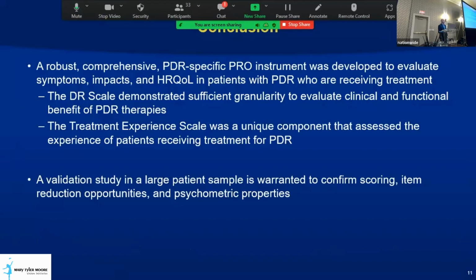Further refinement of the measure is warranted, though, through a standalone study to confirm the scoring. And also, it is a fairly large questionnaire at 85 items, so we may want to find opportunities to reduce it, and also to evaluate psychometric properties.